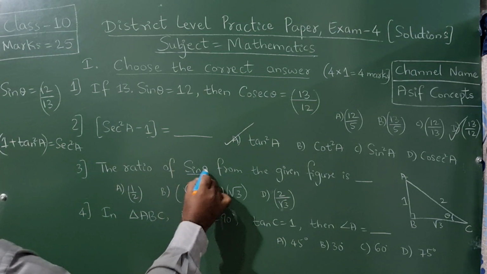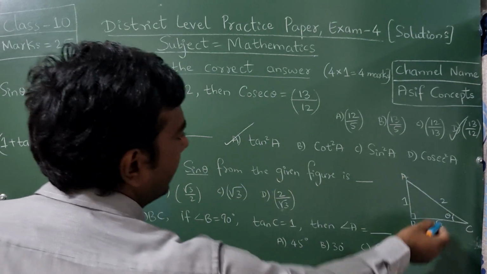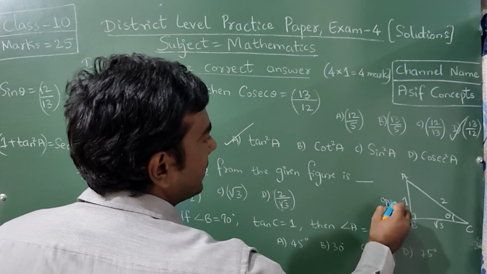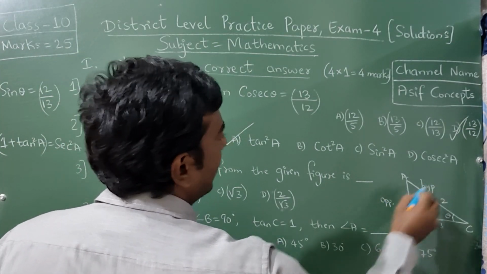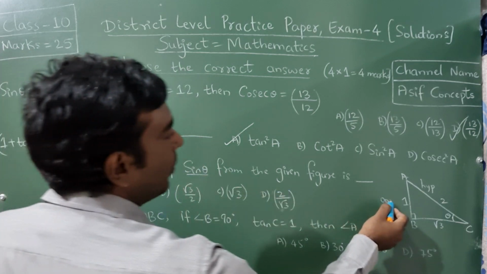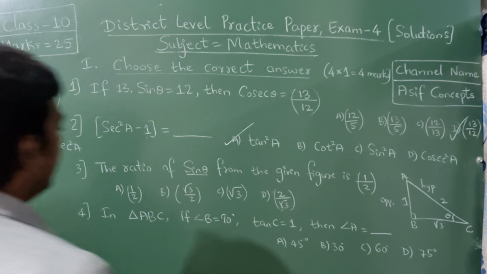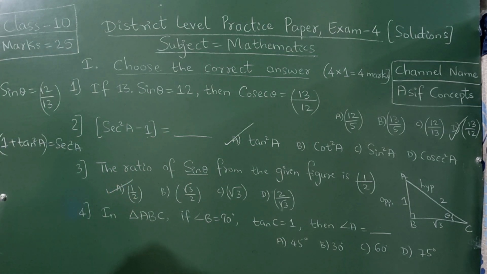The ratio of sine theta from the given figure. Now there is a theta here, so this will become opposite side and this will become hypotenuse, because sine theta is opposite by hypotenuse. So it is 1 by 2. So the correct answer is option A.